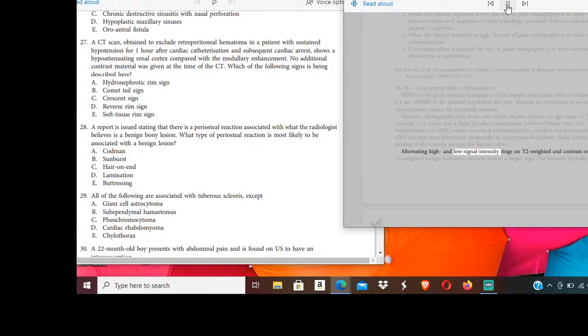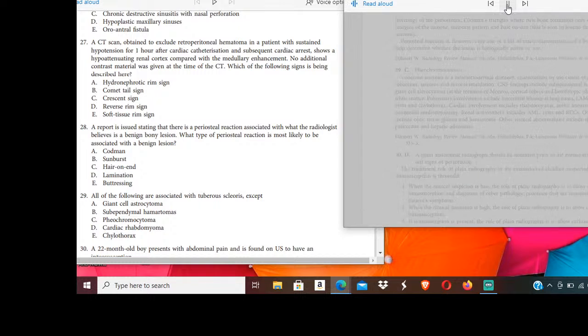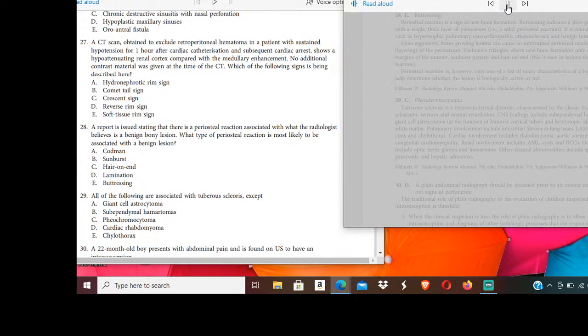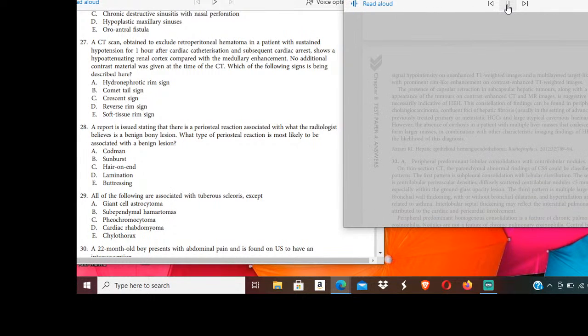Alternating high and low signal intensity rings on T2-weighted and contrast-enhanced T1-weighted images have been characterized as a target sign. The tumors typically exhibit central signal hypointensity on unenhanced T1-weighted images, and a multilayered target-like appearance with prominent rim-like enhancement on contrast-enhanced T1-weighted images.